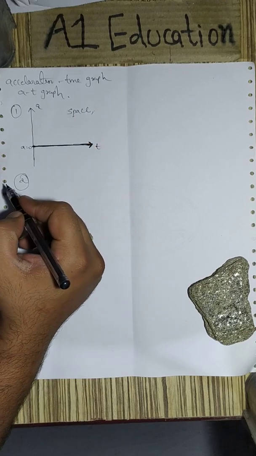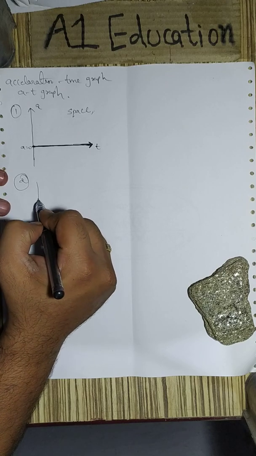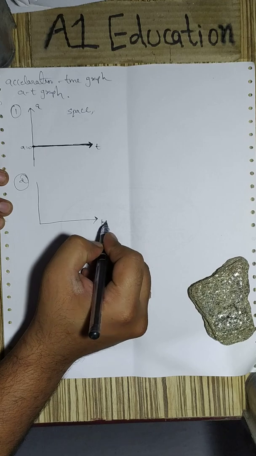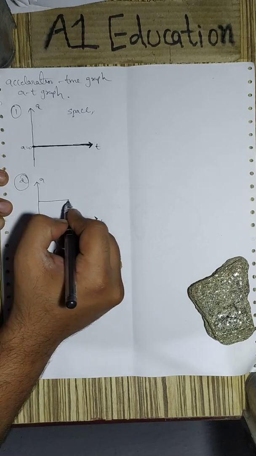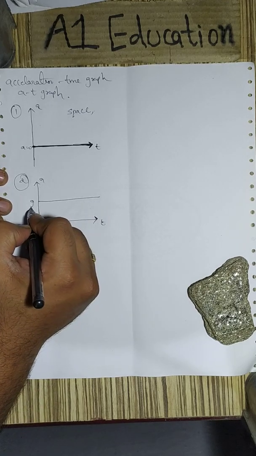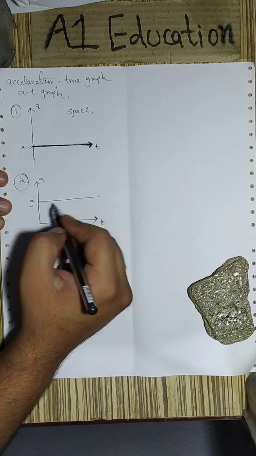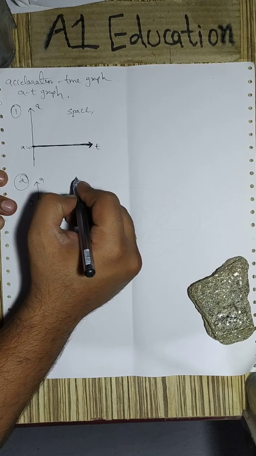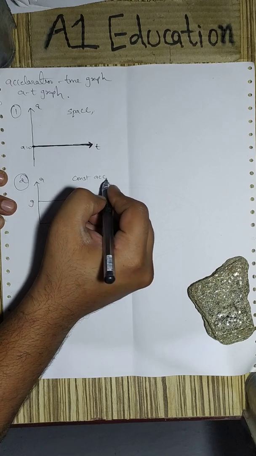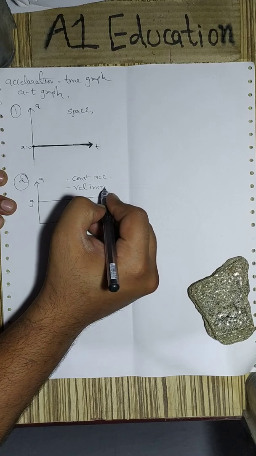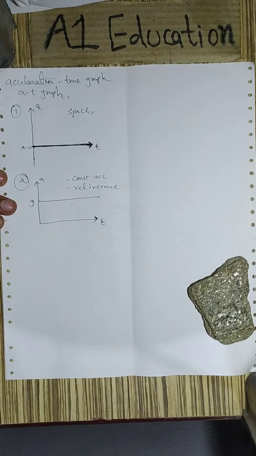Similarly, the second type of the graph that I would discuss is, against time, the acceleration remains at some value. Let's say this value is g, acceleration remains constant. So this is the constant acceleration. Constant acceleration means we can conclude velocity will be continuously increasing.